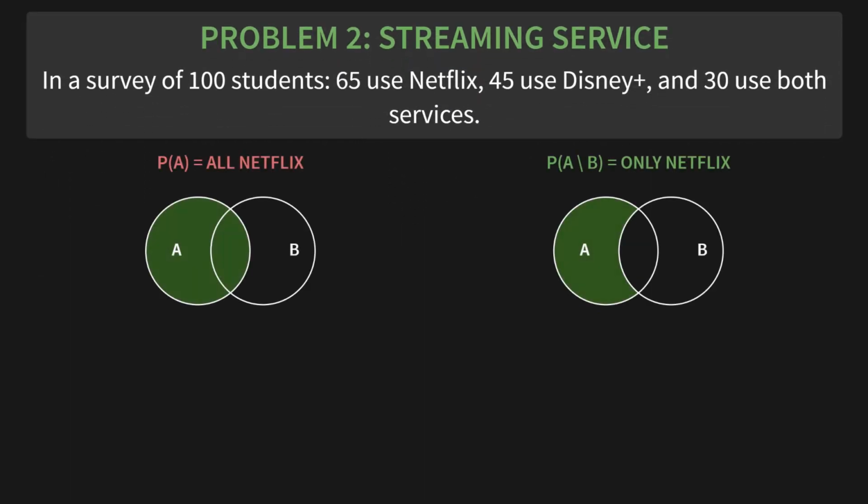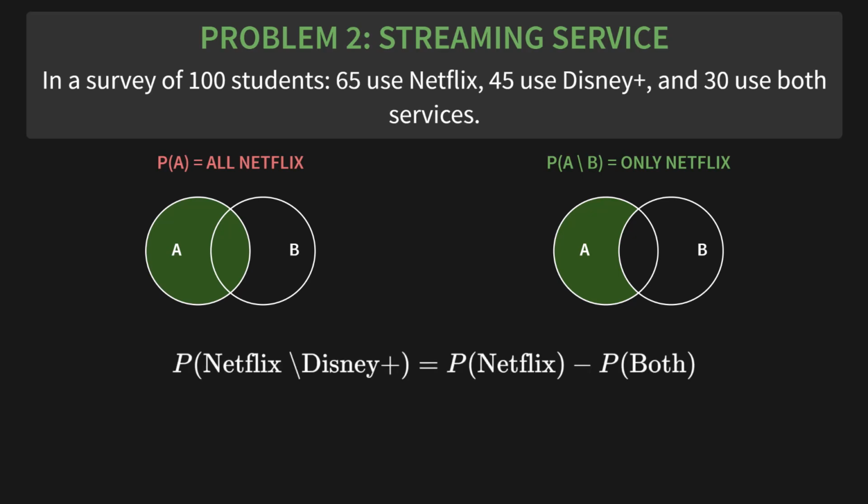What's P of uses only Netflix? Now, this is where it gets interesting. Look at the Venn diagram with the regions highlighted. Uses Netflix is not the same as uses only Netflix. There's a big difference. To get only Netflix users, you take all Netflix users and subtract those who also use Disney+. So if we take all Netflix users and subtract those who also use Disney+, we get 35% using only Netflix.